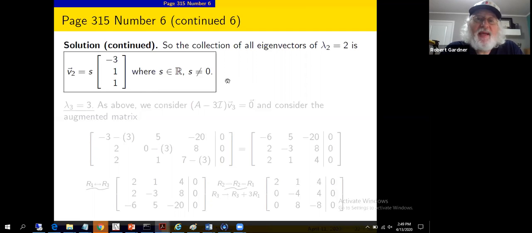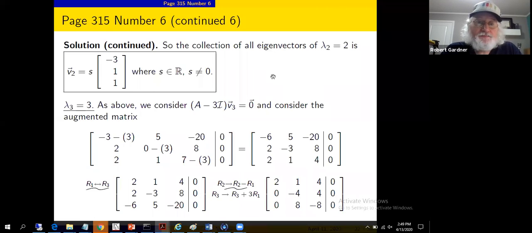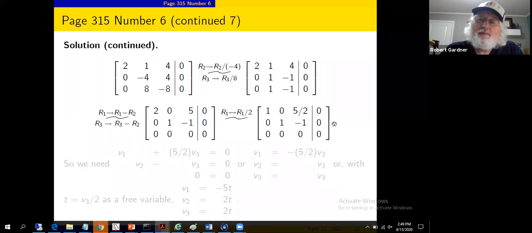So I bring up pick one because we're making a matrix with these eigenvectors as columns. You can let S be something other than 1 if you want. Gives you a different looking answer, but also a correct answer. Lambda equals 3. Okay, same stuff. Subtract 3 along the diagonal. Do the row reduction. Pivot-free column.